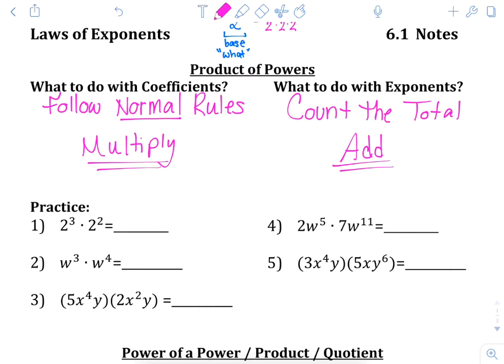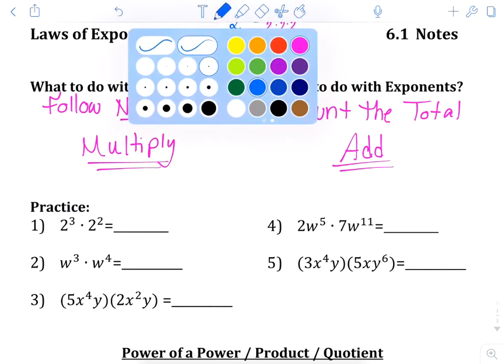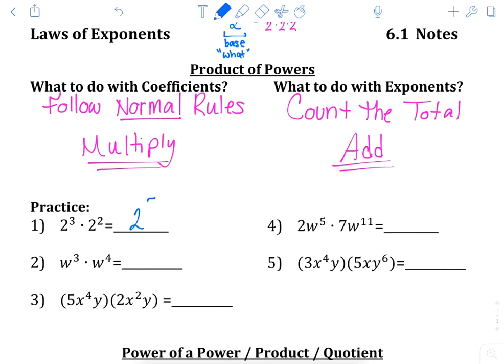Okay, so for instance, on problem 1, my base number is a 2. I'm going to think about those going together. Okay, so I have how many 2's to start? There's 3 here. How many more 2's? 2 more. How many total 2's? That's going to be 5. I'm adding them together.